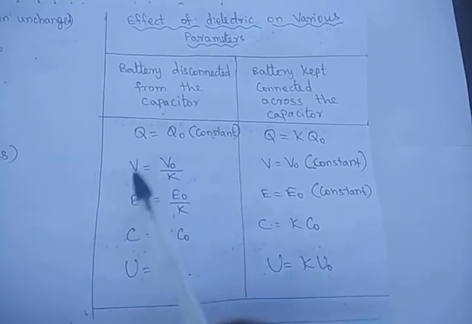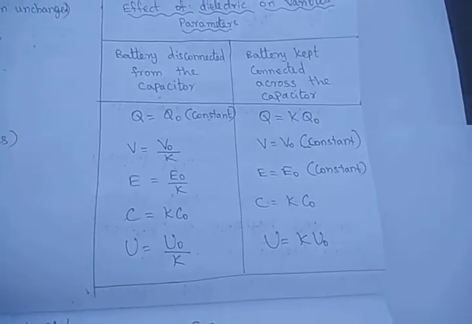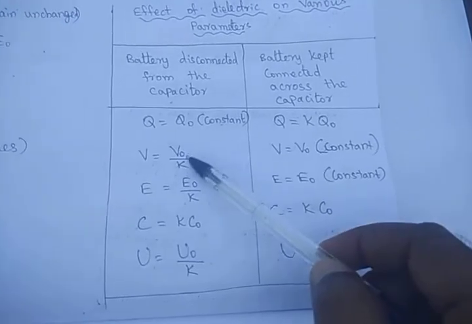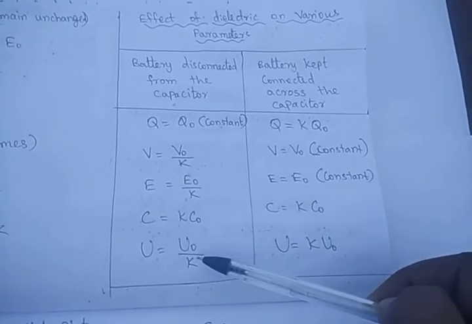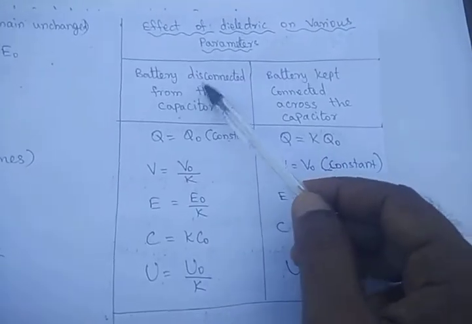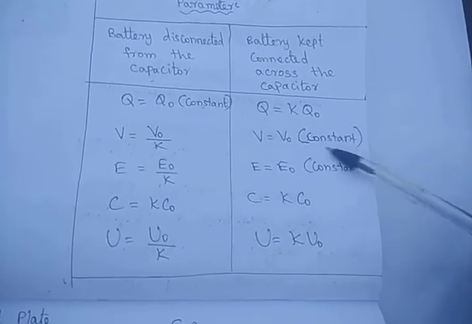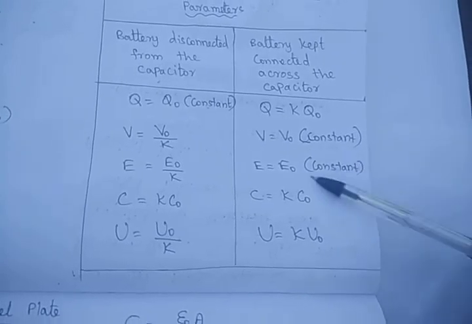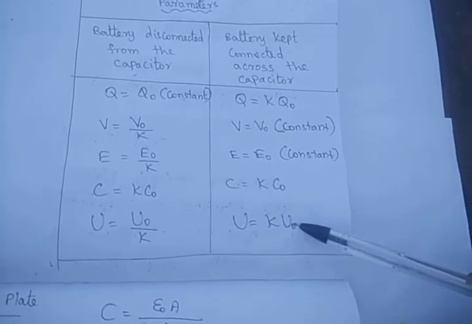So Q is equal to Q0. Here V is equal to V0 by K, E is equal to E0 by K, C is equal to C0 K, and U is equal to U0 by K. That means the capacitance alone increases, while the potential, electric field and internal energy decrease by the dielectric constant times when the dielectric slab is inserted with the battery switched off. Similarly, in the other case, the charge is Q0 and the potential remains constant. The electric field is also the same. There is no change in electric field, and capacitance increases. Potential energy also increases.